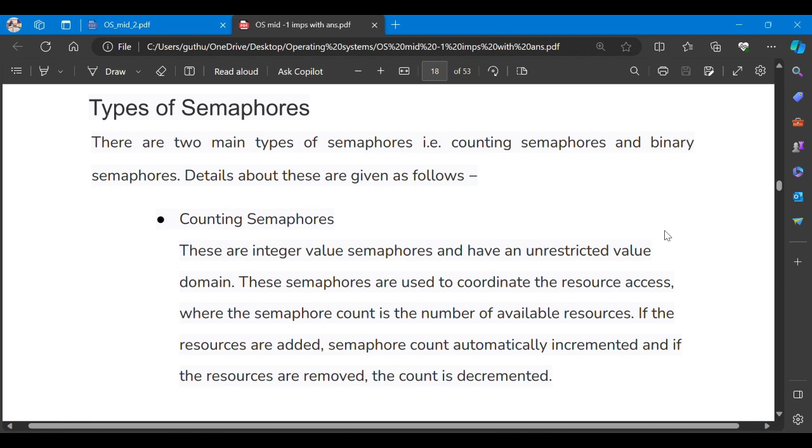They are basically integer value semaphores and they have an unrestricted value domain. That means they can coordinate and count the number of available resources. So the number of available resources is equal to whatever the semaphore value is. The semaphore count will be incremented automatically if resources are removed, or the count is decremented.